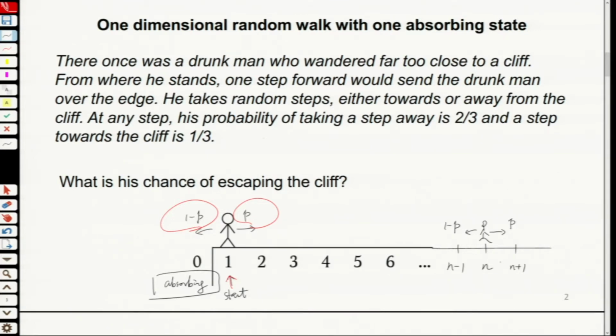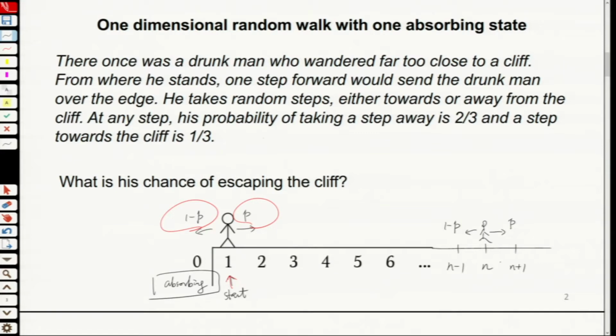So there was a drunken man who wandered far too close to the cliff. From where he stands, one step forward will send the drunk man over the edge, and he takes random steps either towards or away from the cliff. At any step, his probability of taking a step away is 2/3, and a step towards the cliff is 1/3. What is his chance of escaping the cliff?